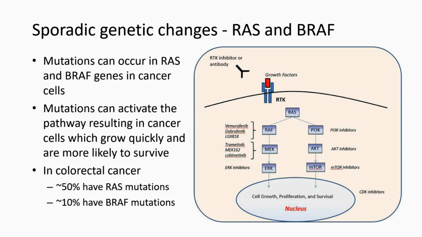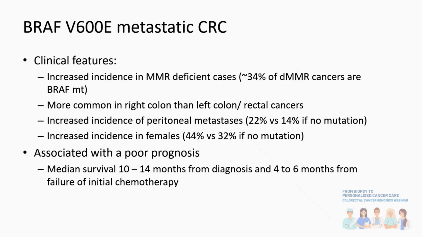Mutations in these genes can result in higher proportion of tumours growing and surviving. In colorectal cancer, we see approximately half of patients will have mutations in either the KRAS or the NRAS gene, and approximately 10% of patients will have mutations in the BRAF gene.